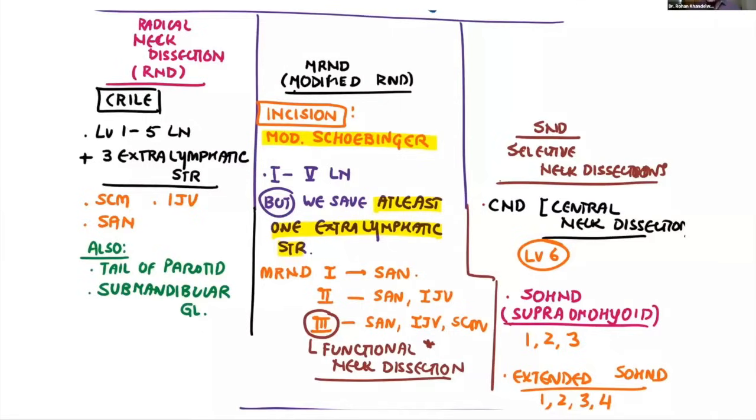Selective neck dissection is when you're removing selective lymph nodes. Central neck dissection is when level 6 lymph nodes are removed. Supraomohyoid is level 1, 2, and 3, and extended supraomohyoid is 1, 2, 3, and 4.